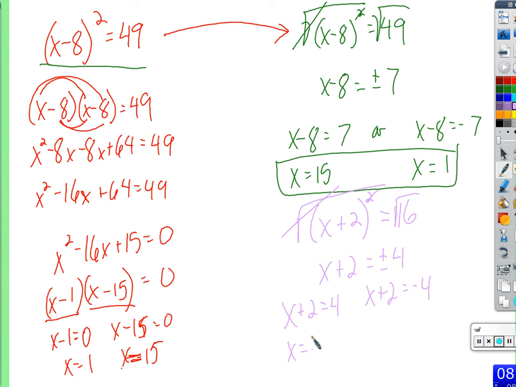We'll subtract 2 on both sides. So this will give us 2. This will give us negative 6. Go back to the beginning. 2 plus 2, putting 2 in here. 2 plus 2 is 4. 4 squared is 16. Negative 6 plus 2 is negative 4. Negative 4 squared is positive 16.